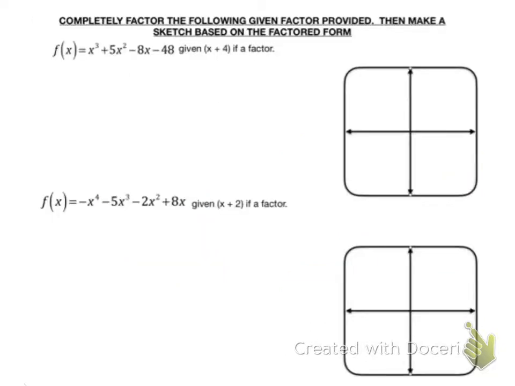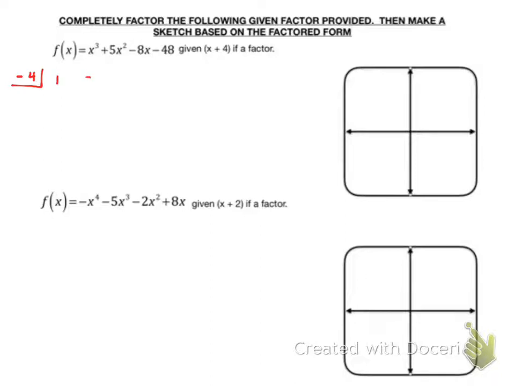Now our last section of this study guide, we want to factor the following given the factor provided, then make a sketch based on the factored form. So first thing, if we know that x plus 4 is a factor, then we can use synthetic division here. So if our factor is x plus 4, we're going to put -4 out here. And then we're going to start putting our coefficients down. And for this one here, we have 3, 2, 1, and then 0. So we're not missing any terms.